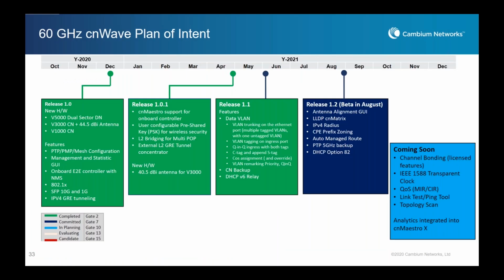I'm not going to go through in too much detail on the roadmap, but I wanted to highlight that if you're currently using cnWave 60 gigahertz, the latest release is 1.1. There will be a 1.2 beta release with some of the features we showed here today. That will come online and be available to you around the end of this month. And then we look to have that fully released and commercialized in early September. And then the development on cnWave continues at a rapid pace.